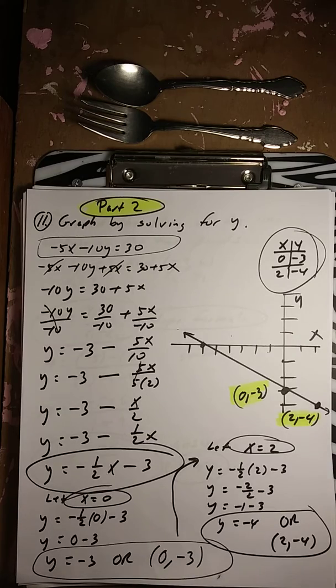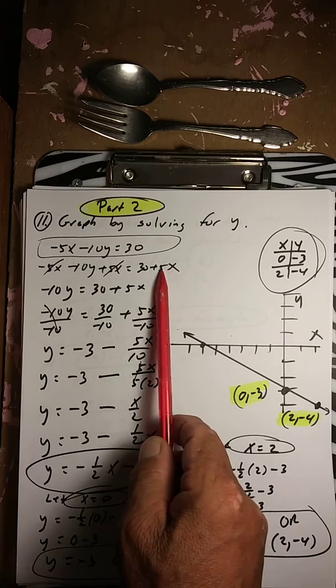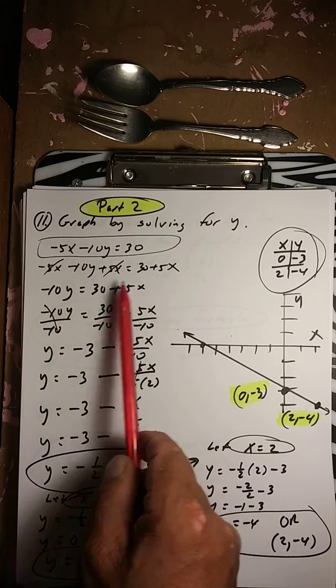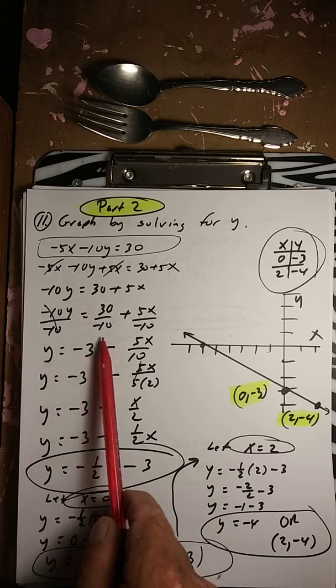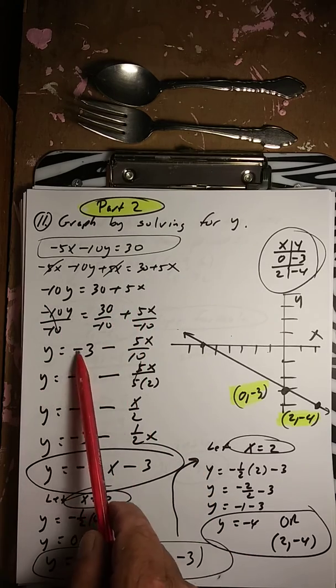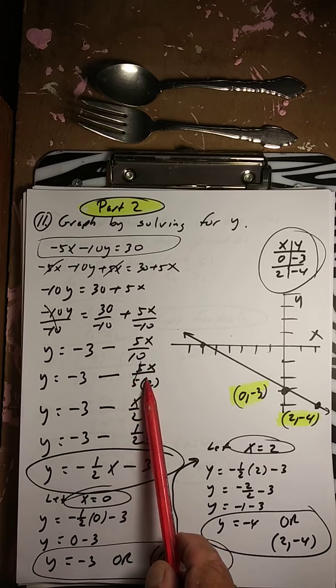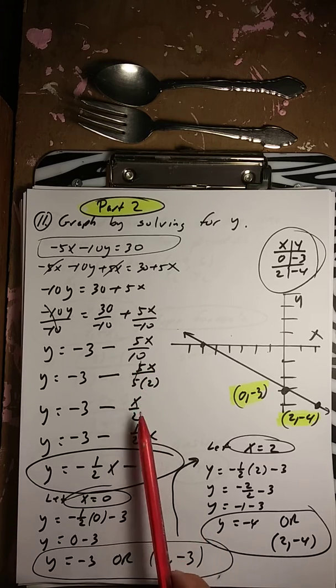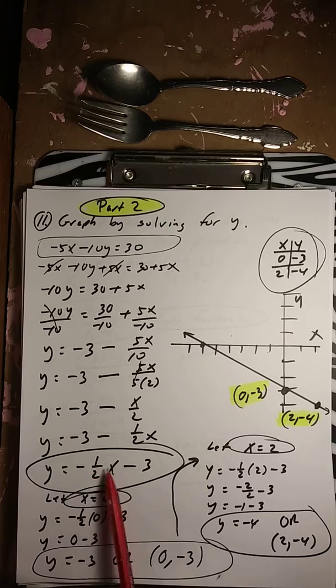Part 2, graph by solving for y first. Let's rewrite this right here. Minus 5x, plus 5x, these are gone. So we have negative 10y equals 30 plus this. Divide by negative 10, divide by negative 10, divide by negative 10. So y equals negative 3 minus 5 over that. Rewrite this. This is 5x, 5 times 2. Cancel these right here. So we're going to have x over 2 or 1/2 x. Rewrite this, flip it. See how I did that? Y equals negative 1/2 x minus 3.